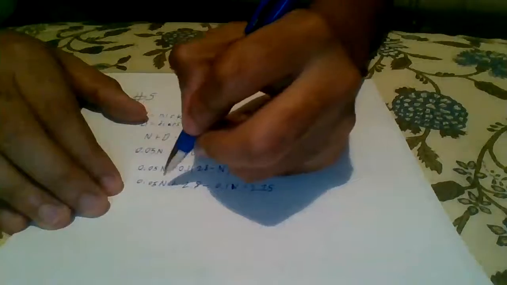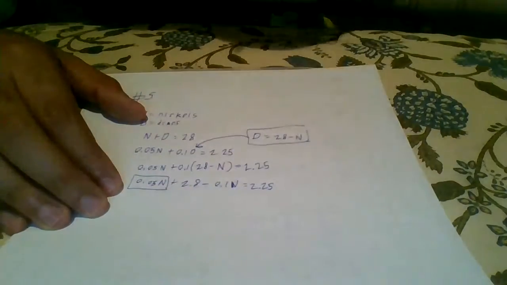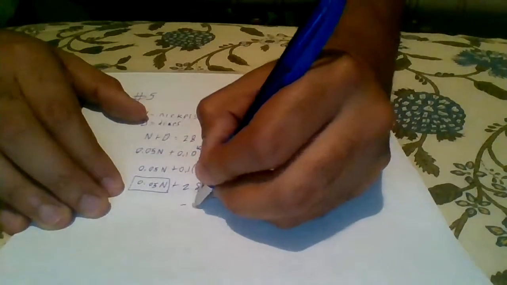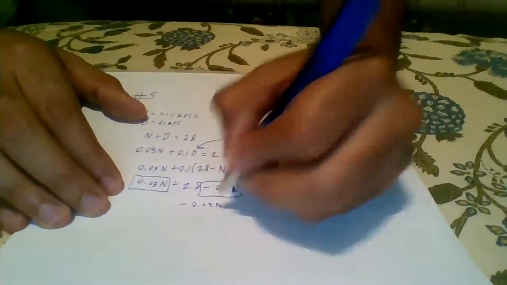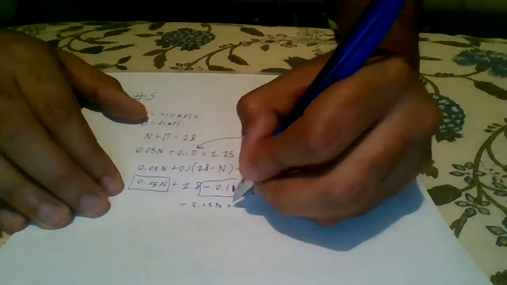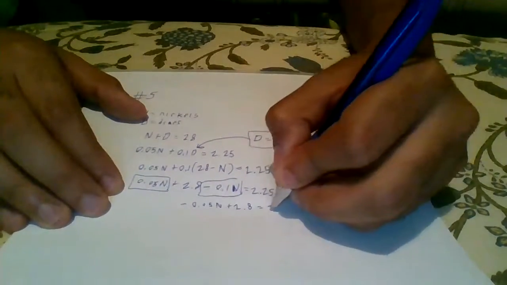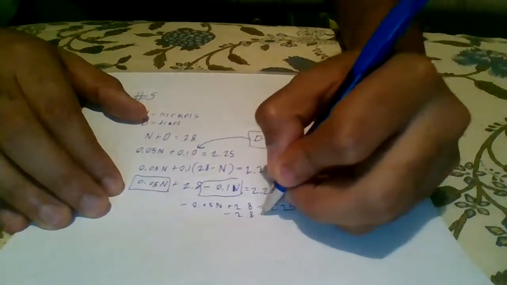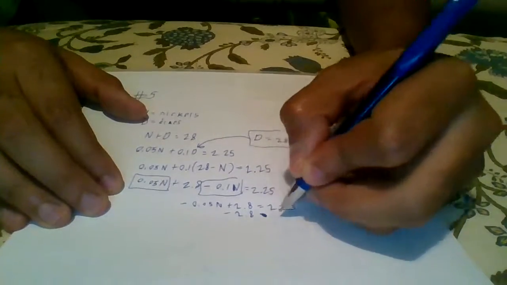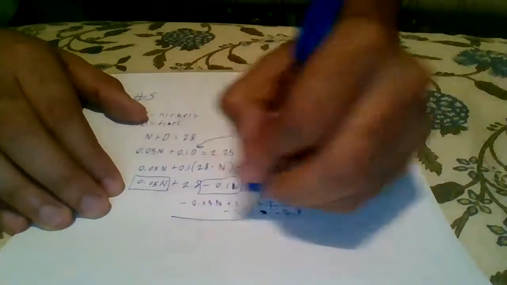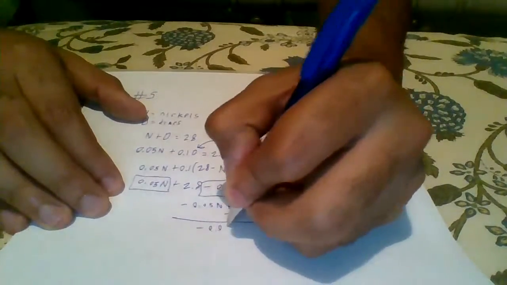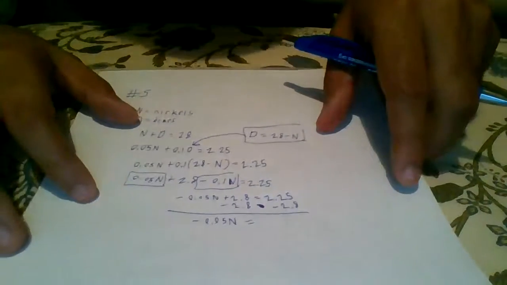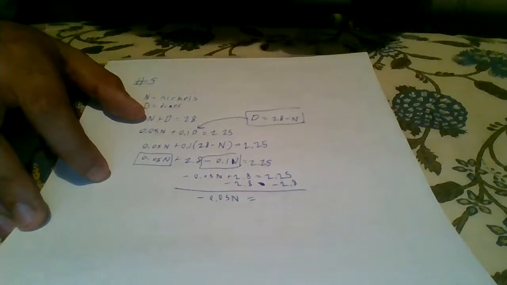Now let's add things up. We have 0.05 and we have a negative 0.1. So that's a negative 0.05 N. And we still have plus 2.8 equals 2.25. We're going to subtract both sides by 2.8. So we have negative 0.05 N equals, well, what is 2.25 minus 2.8?